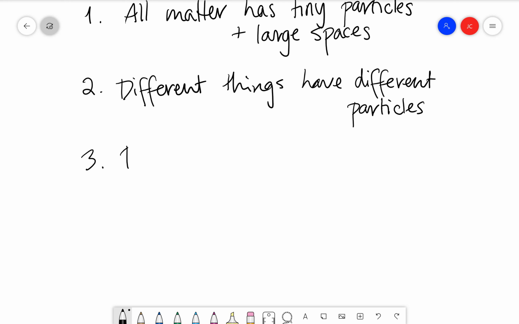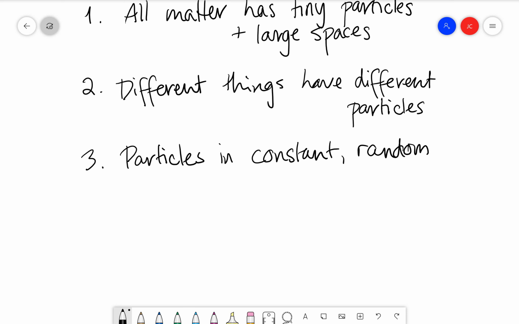Number 3. Particles are always in motion. They're in constant, random motion. And there's 2 adjectives there, constant and random. Constant means that they never stop. Particles always move. It's all they do. Even in a thing which looks kind of solid and not moving, like a chair, the particles inside it are constantly moving. They never stop moving.